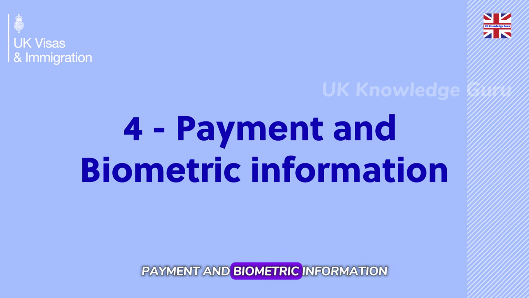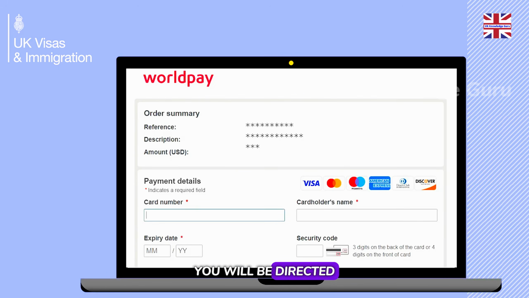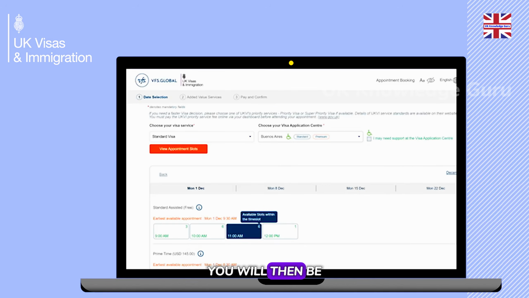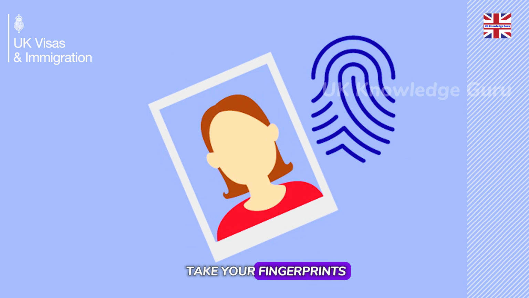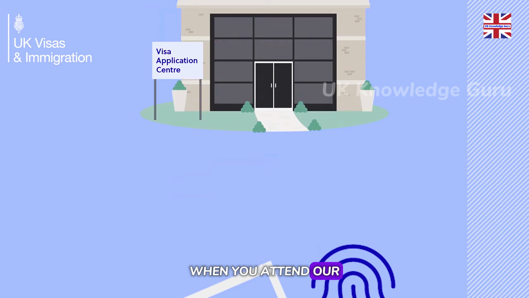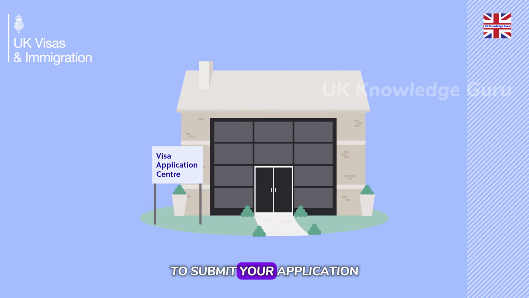Payment and biometric information. You will be directed to WorldPay to make your visa application payment. You will then be directed to our supplier's VFS to book an appointment to take your biometrics. That means we will take your fingerprints and a live photograph when you attend our visa application center to submit your application. You will receive an email confirmation of your appointment.